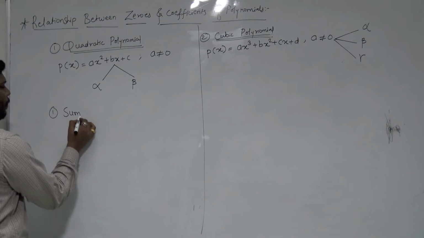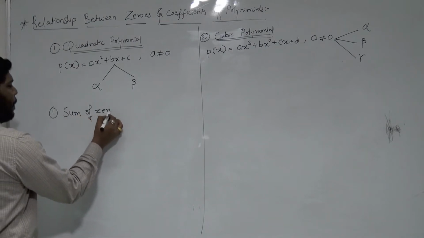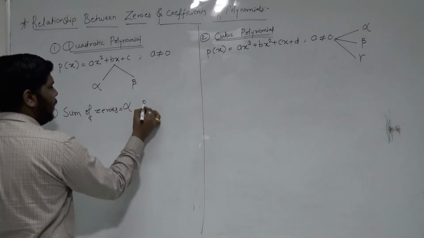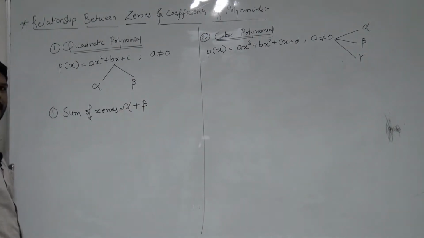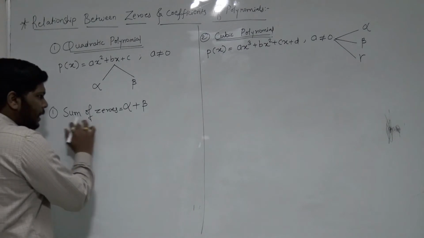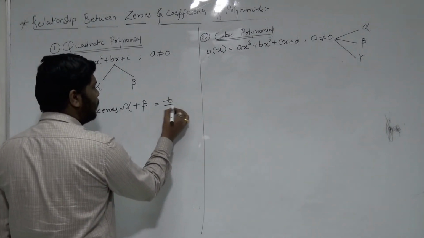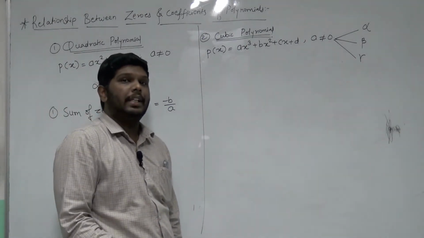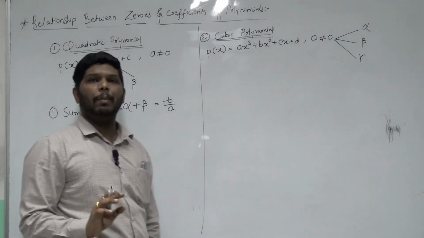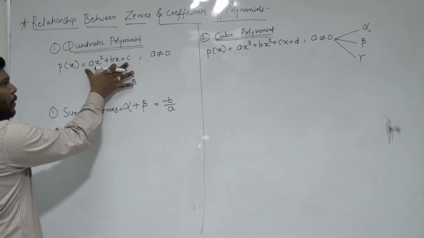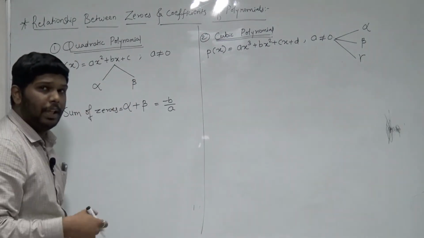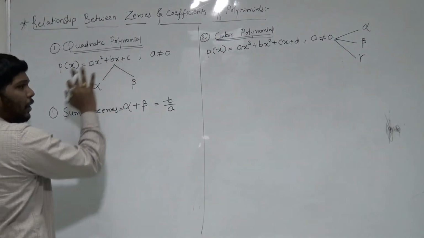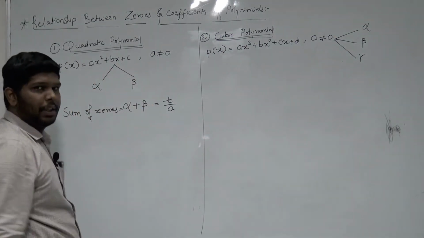Now the first formula for a quadratic polynomial is the sum of the zeros. What is the sum of the zeros? Two zeros are alpha and beta and their sum is alpha plus beta, and this sum of zeros is always equal to minus b upon a. So what are a and b? They are the coefficients that you collect from the given polynomial. As you can see, the given polynomial is ax square plus bx plus c. So a is the coefficient of x square, b is the coefficient of x, and c is our constant term, right?